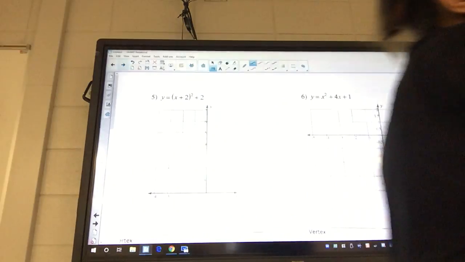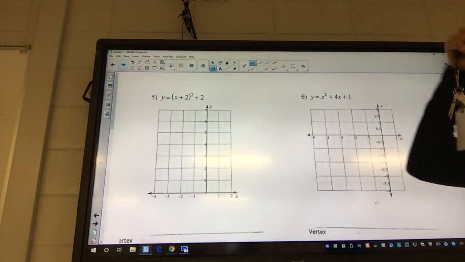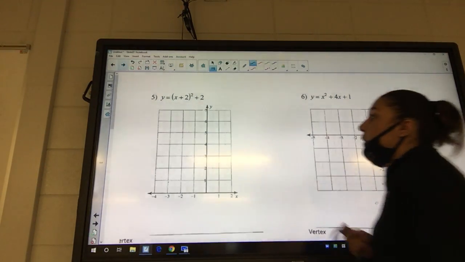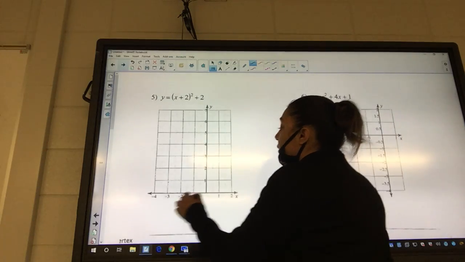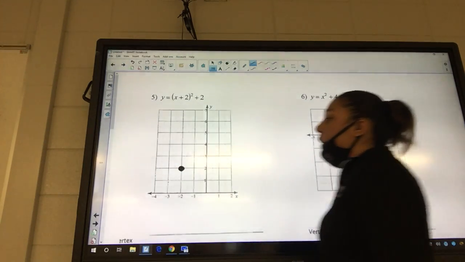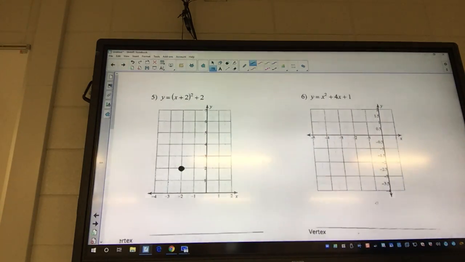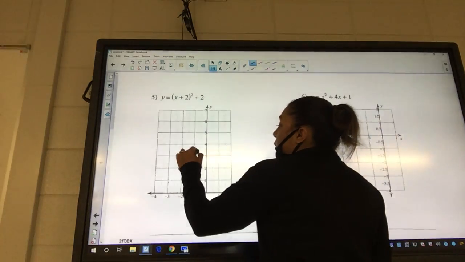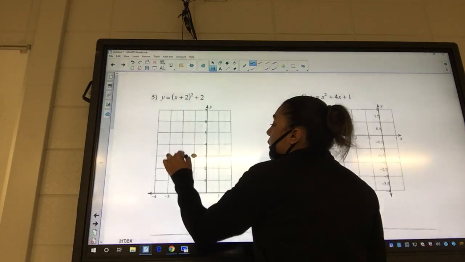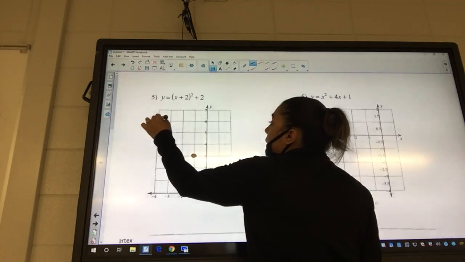Okay, 5 is a standard or vertex form? Vertex form. What's the vertex? -2 and 2. Okay, does this open up or down? It opens up, because why? There's no negative out front. Okay, does this have a slope? No, so we can just count our points. Up 1 over 1, up 4, 1, 2, 3, 4, over 2.